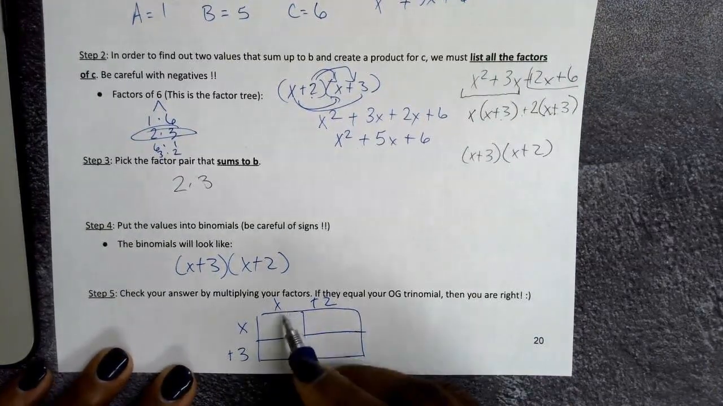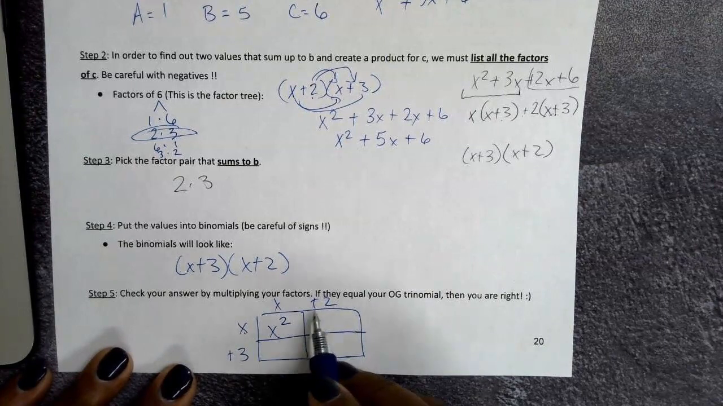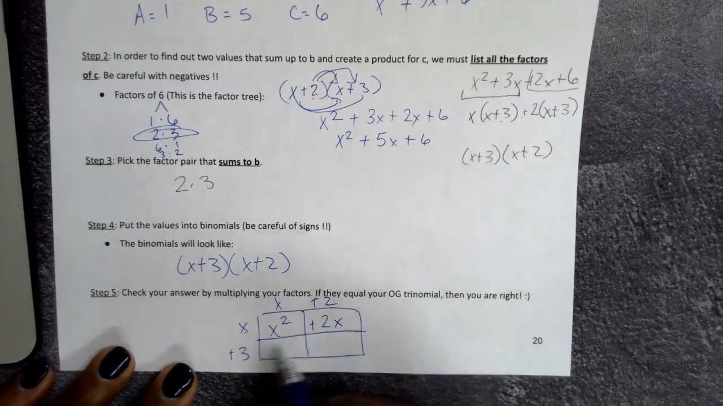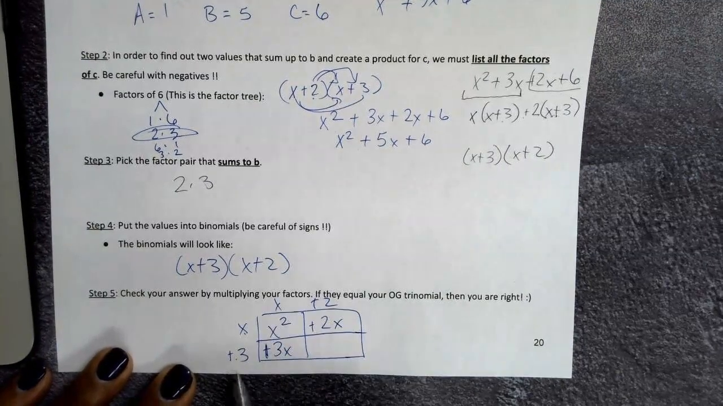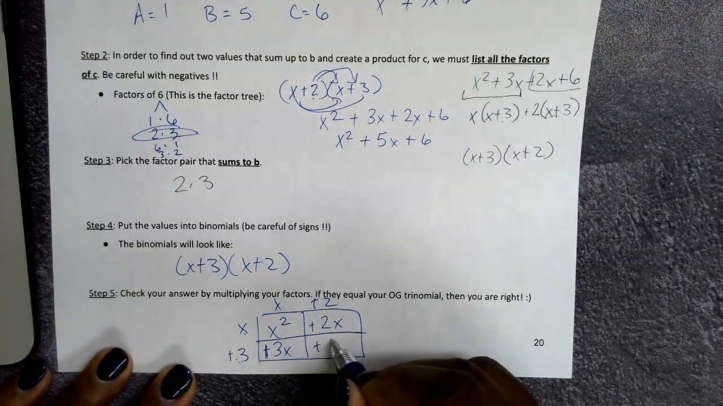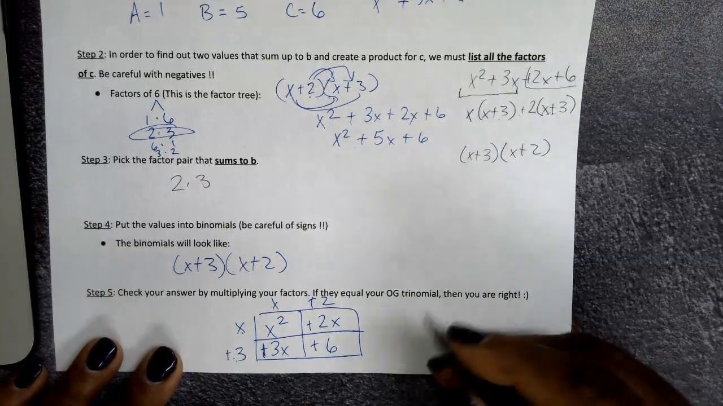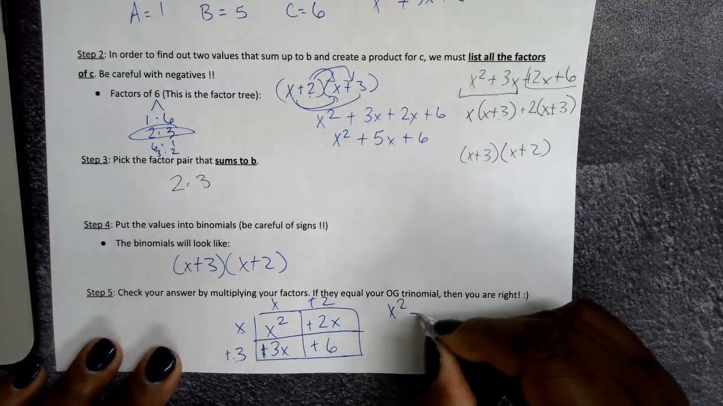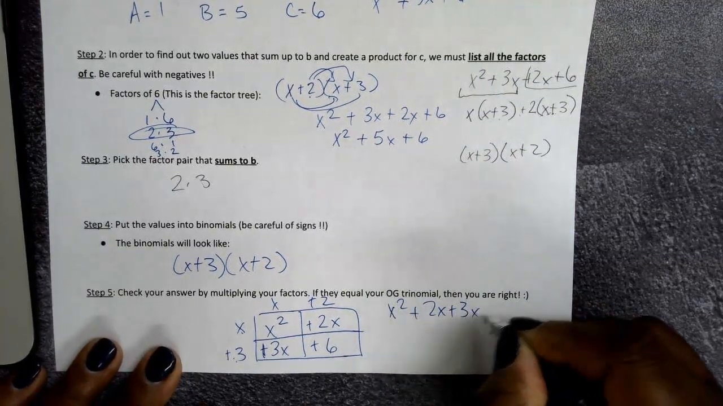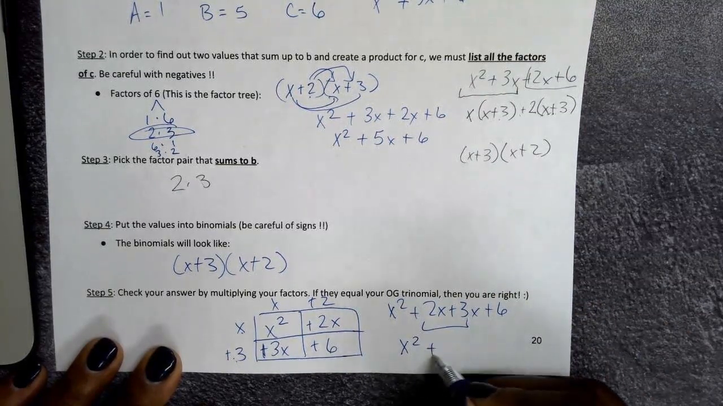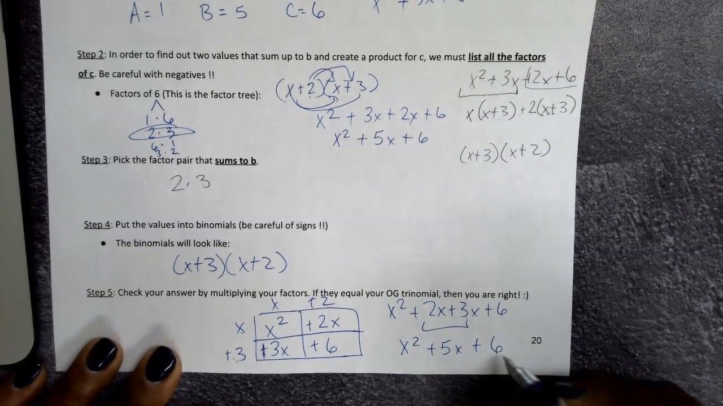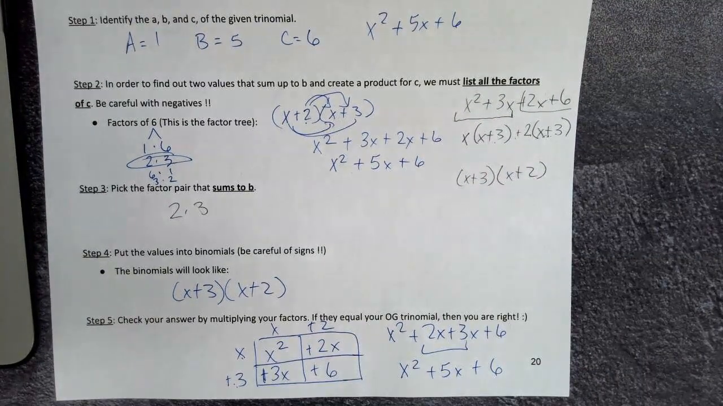And here we have x plus 2. With that in mind, x times x is x squared. x times 2 is a positive 2x. 3 times x is a positive 3x. And then 3 times 2 gives us a positive 6, which gives us x squared plus 2x plus 3x plus 6. We're going to combine these like terms, and we get x squared plus 5x plus 6. That is your box method.